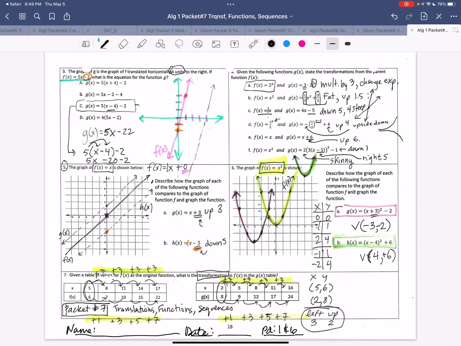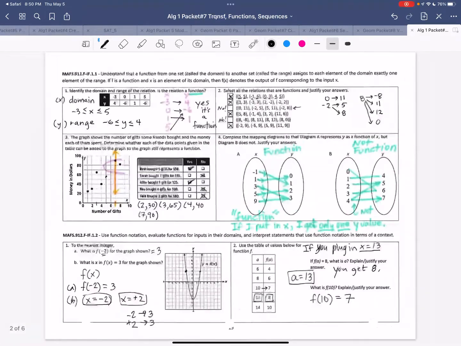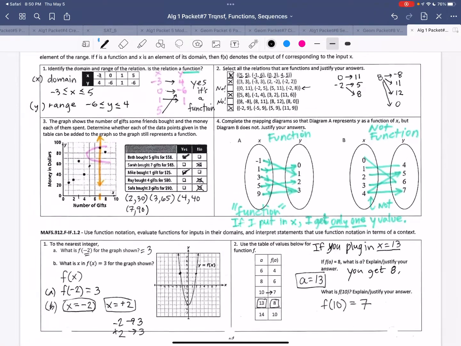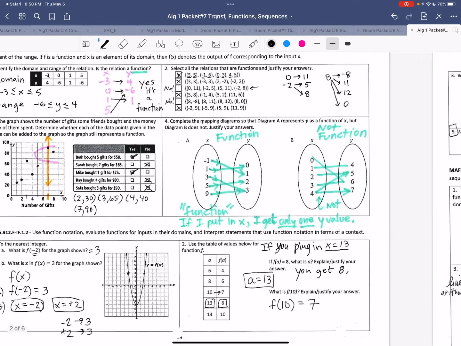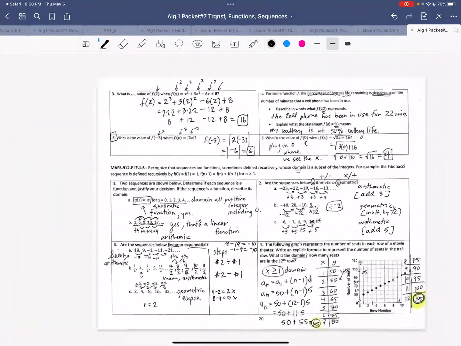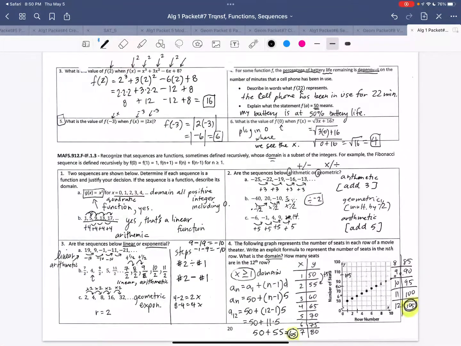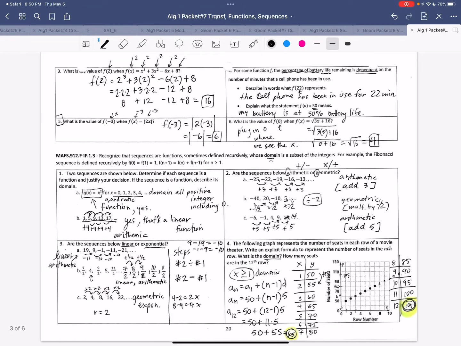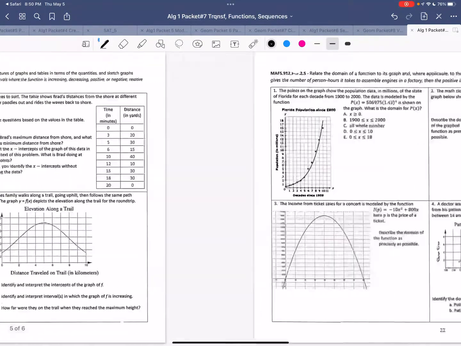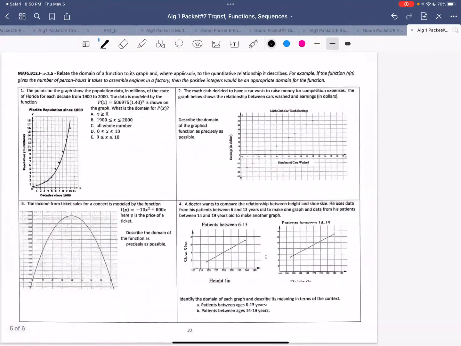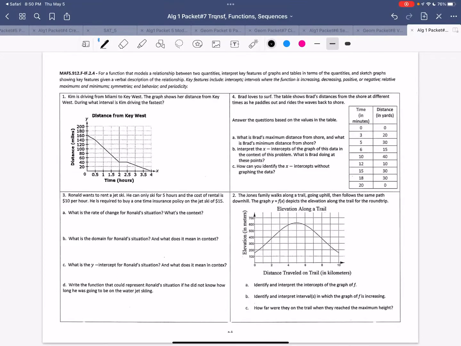We did take notes here on page 18 and page 19. Feel free to look through these notes and ask me questions if you have any. On page 20, we went from functions to sequences. Then we skipped this and this, okay? So we left ourselves a couple pages to do for our video, so let's go for it.